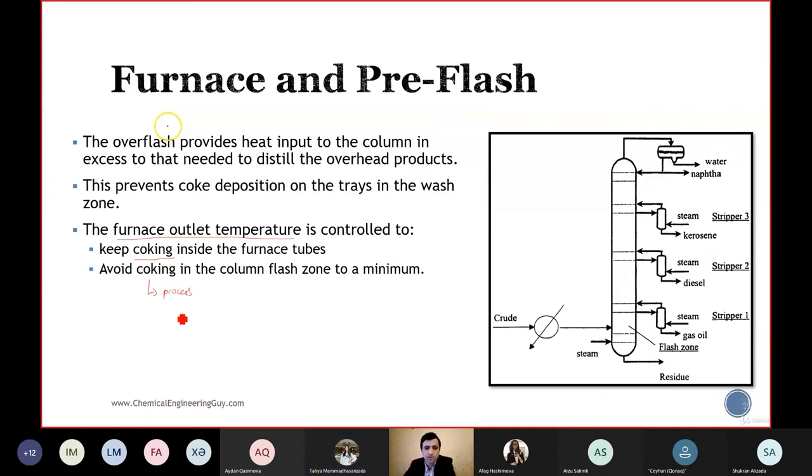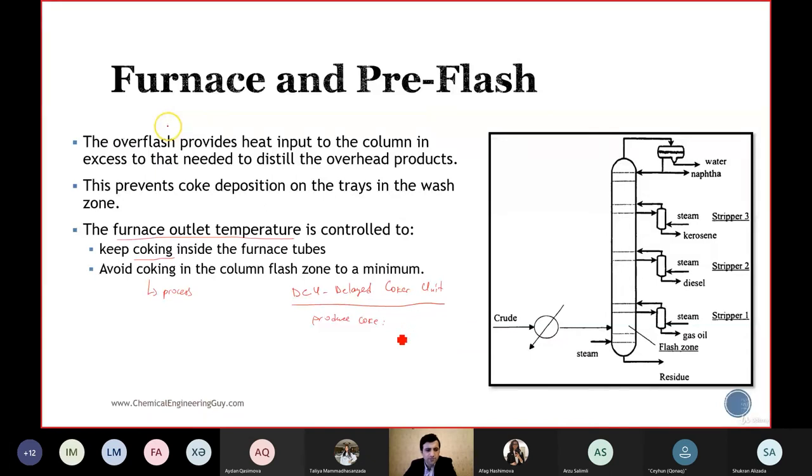We have also DCU, which is the delayed coker unit. What we do in DCU, we have a special reactor and we produce coke. Coke is like, I don't know, stone. In the reactor it becomes like a stone. Then with high pressure steam, we crack it down to sand-like coke. But what happens in the furnace tube is that we have coking.